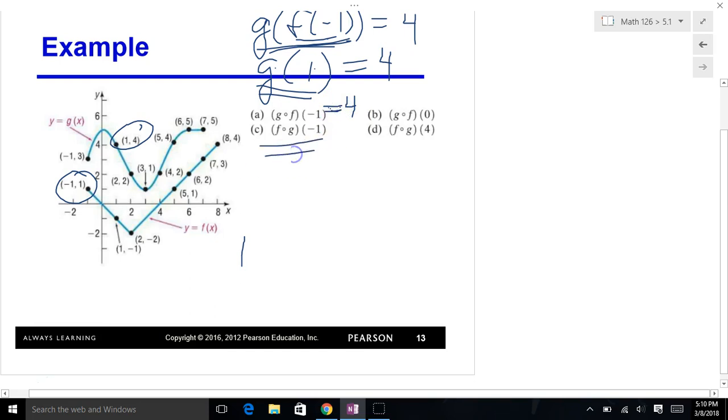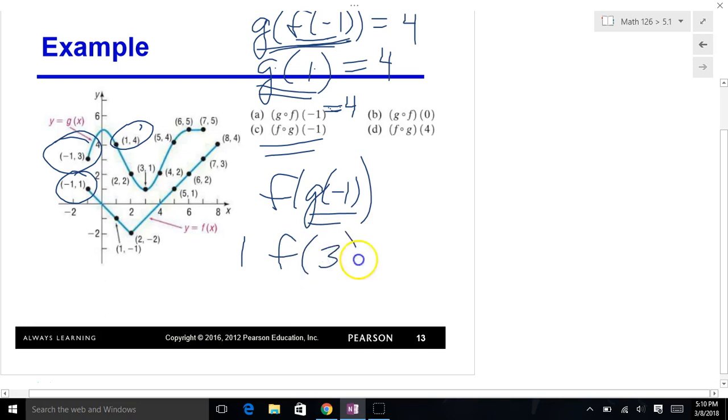Okay, let's do this one now. f of g of -1. So let's find g of -1. So I'm going to my upper function, g of -1. When x is -1, y is 3. So I replace g of -1 with 3.